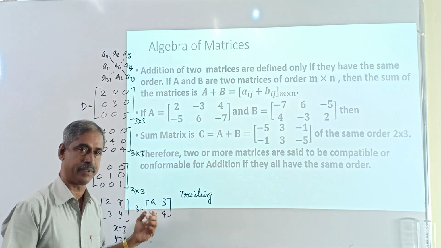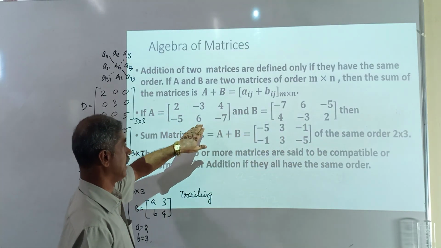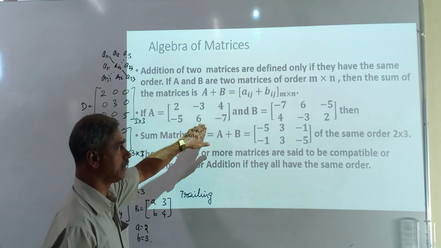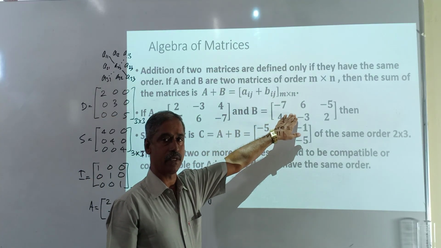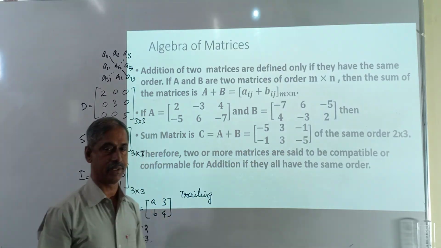The sum matrix will be of the same order. Here we have taken an example. It's a matrix of order 2 by 3. The second matrix is also of order 2 by 3. The sum is shown here, it is of order 2 by 3.